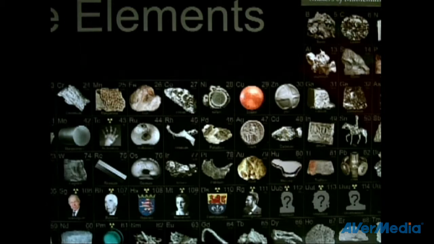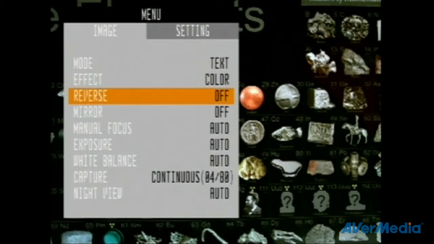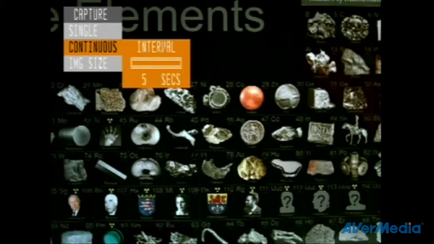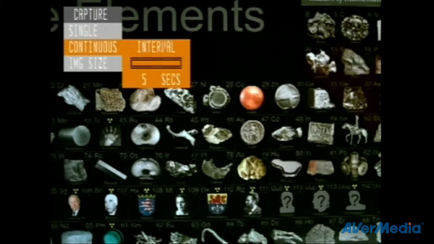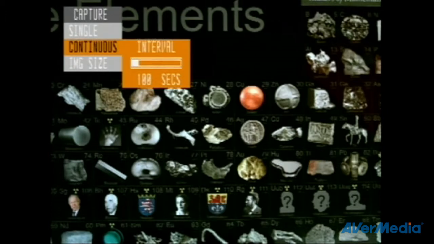Besides capturing one image at a time, you can also capture time-lapsed images by selecting the continuous mode. To do so, go to the menu, then select Capture, and then Continuous. After you've selected Continuous, now select Desired Time Interval. The interval can be set from 5 to 600 seconds. So now that you're in the continuous mode, your document camera will automatically capture images based on your desired intervals.